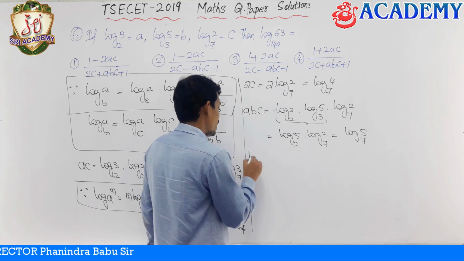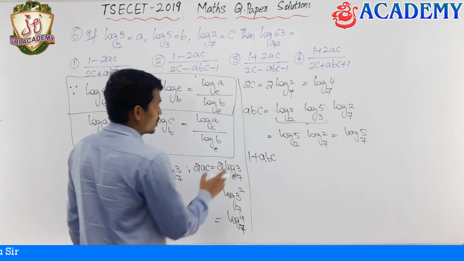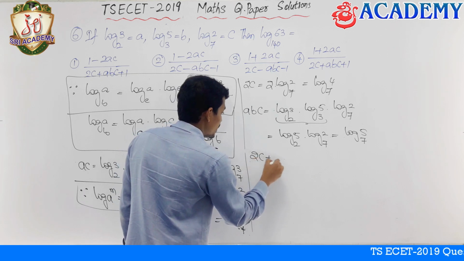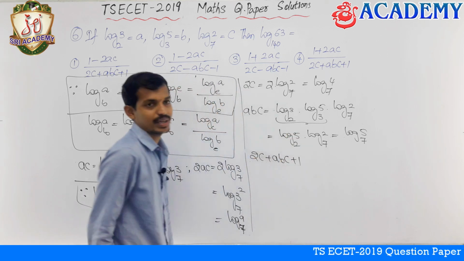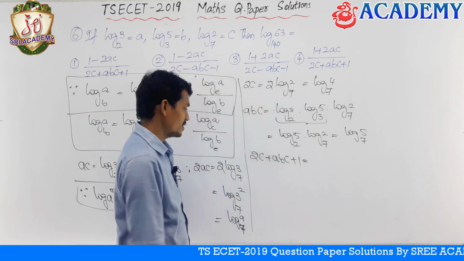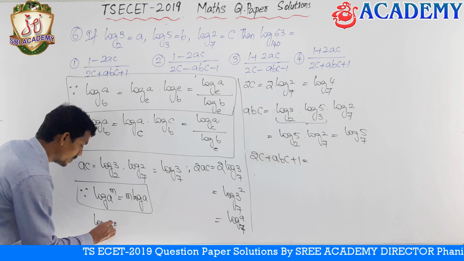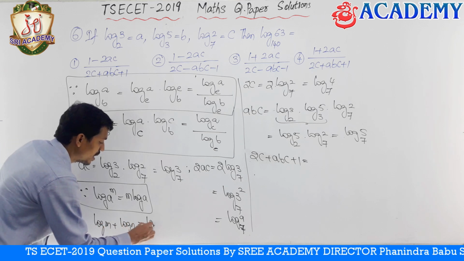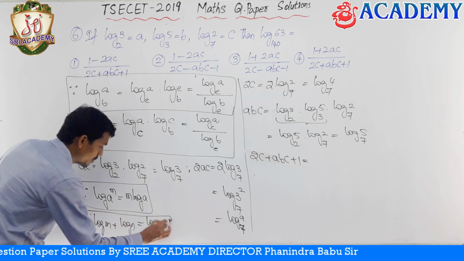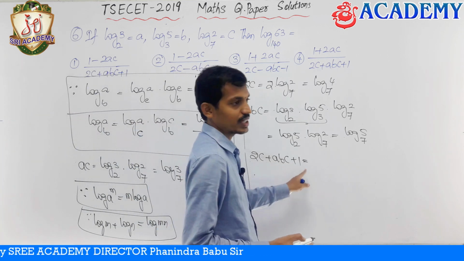From here I am writing 1 plus abc, not 1, right? 2c, right? No problem. That is 2c plus abc plus 1. I am taking this one, right? First we'll check this, right? The formula is that log m plus log n is always going to be log mn. In subtraction, log m minus log n equals log m by n, but here in summation only, that's why I am writing it.